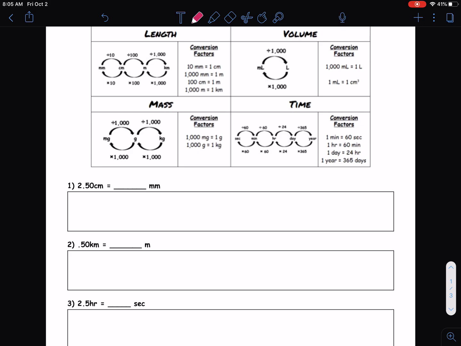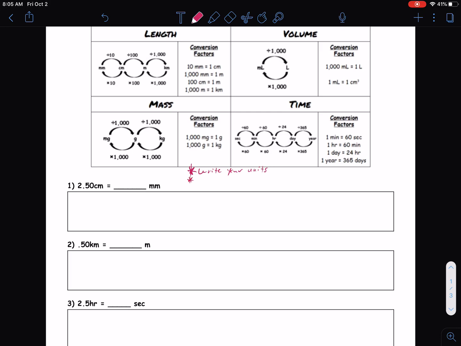One thing is always make sure whenever you're working on these problems and you're writing your answer, make sure that you write your units. I know that it says blank millimeters, so the millimeters are technically given, but I want you to get in a habit of writing your units so that way you don't forget it whenever you need them. So get in a habit. I am going to be marking this one wrong if you do not have your units, so make sure that as you're working on this, you write your units.